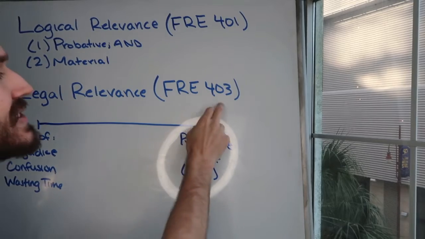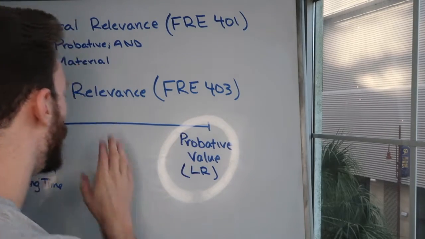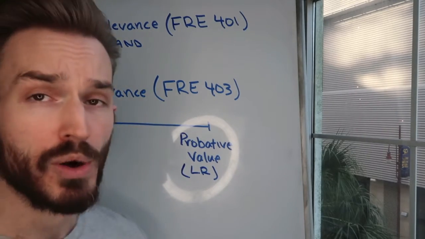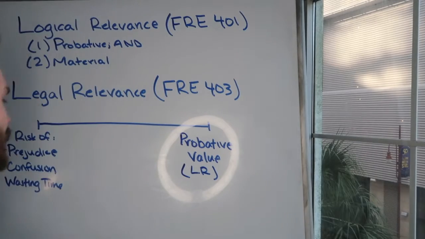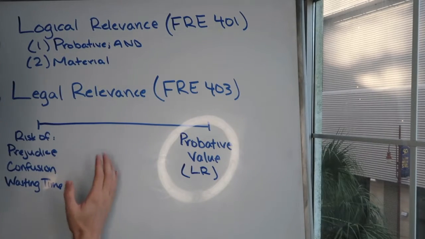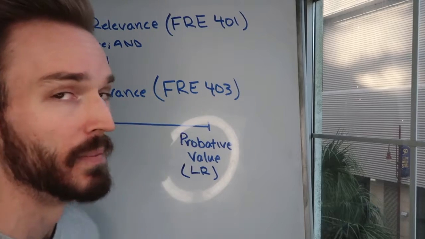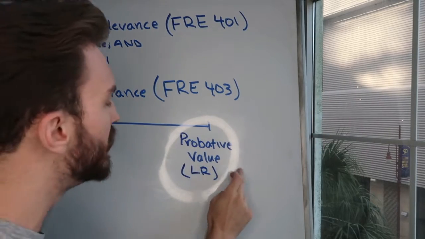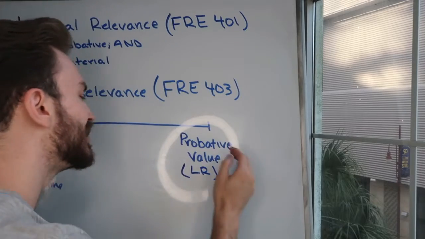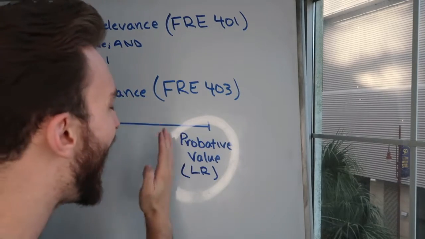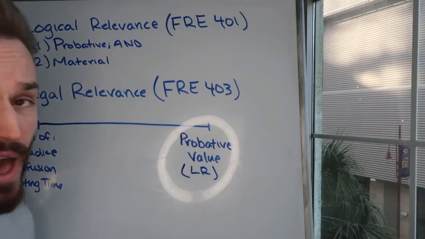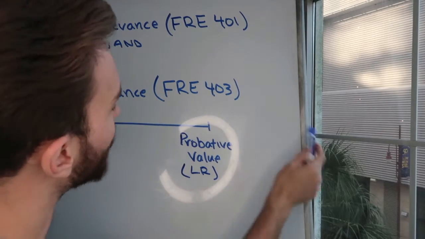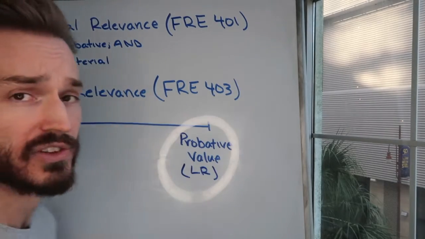So when someone raises a 403 objection, what that judge is going to have to do, and what you have to do on an evidence essay, is put that piece of evidence somewhere on this spectrum. And again, on the right side of this spectrum, we have probative value, right? What is the probative value of this evidence? The higher that probative value of the evidence is, the more to the right that piece of evidence will fall on the spectrum.